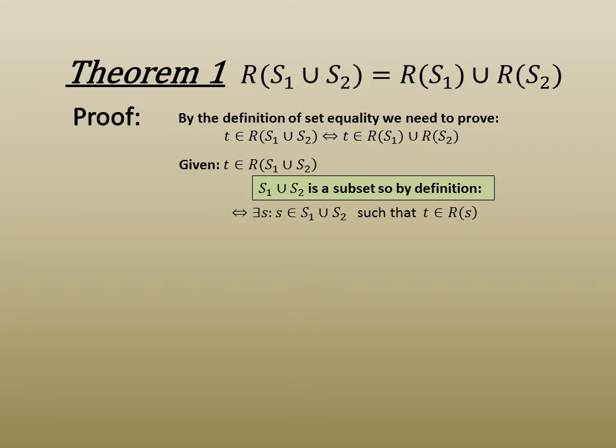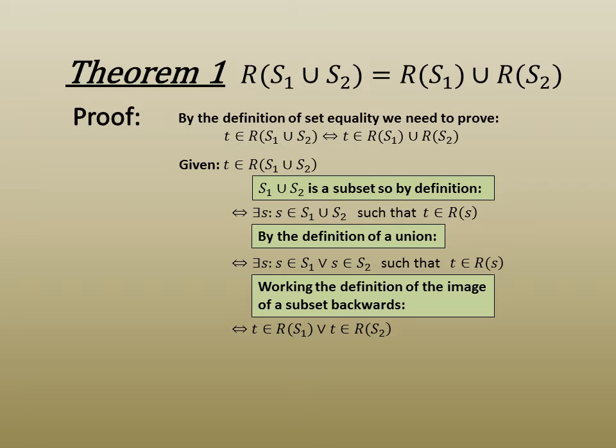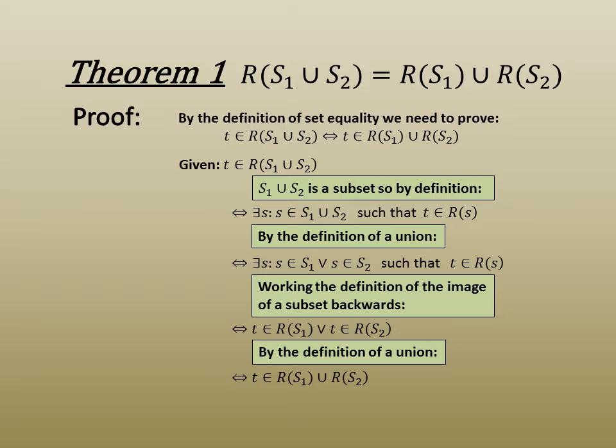we see that the union of S1 and S2 is a set itself. So using the definition of the image of a subset, we have that there exists an S belonging to the union of S1 and S2, such that T is in the image of S. Now, using the definition of a union, we change the part on the left. Now we work the definition of the image of a subset backwards to get that T belongs to either the image of S1 or S2. Recognizing the definition of a union, this completes the proof, which as a reminder, we end with a small solid black rectangle.